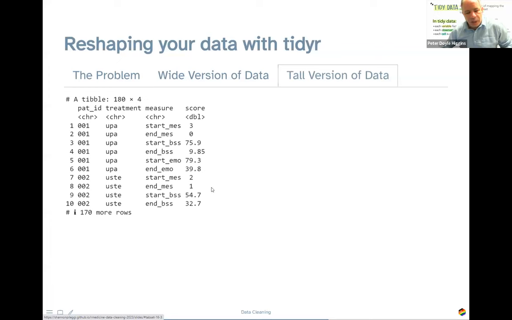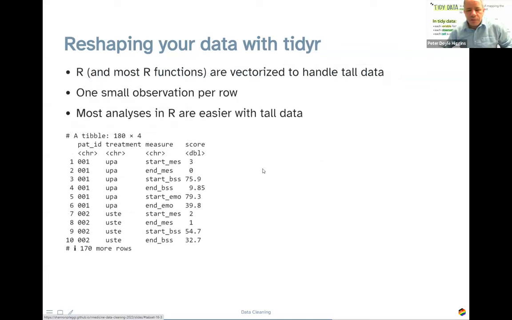And that is the same data just rotated, or pivoted, to pivot longer. So this is the long form of the data. R and most R functions are vectorized to handle tall or long data. There's 1 small observation per row. And most analyses in R are easier with tall or long data.